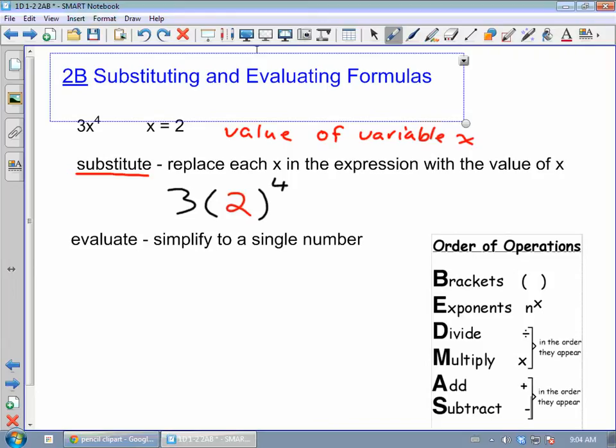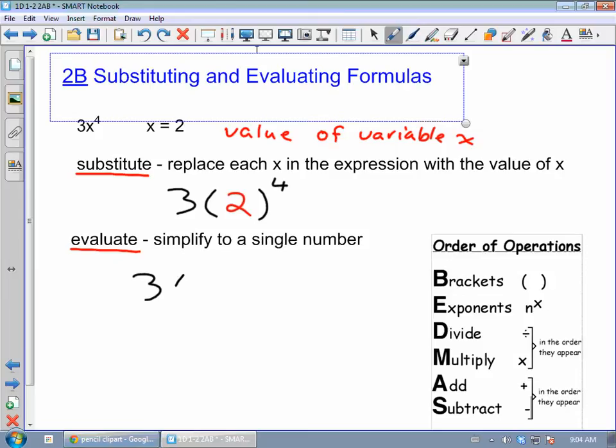If we're asked to evaluate, we want to take this expression that we have after substituting and simplify it so that we get a single number. And this is where our good old friend order of operations comes in. You all remember BEDMAS. We do the brackets first, we do the exponents, divide and multiply, and finally add and subtract. We always do division and multiplication in the order that they appear in the expression, and addition and subtraction in the order that they appear. So this one is pretty straightforward.